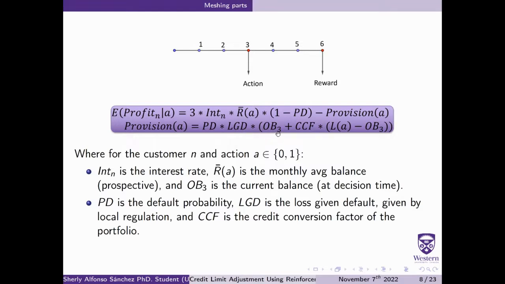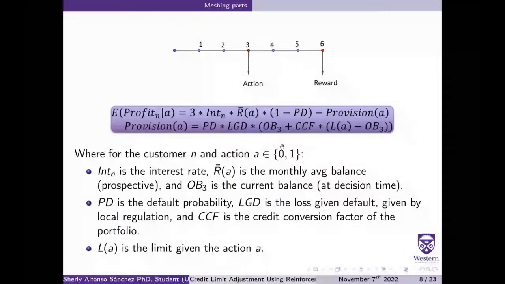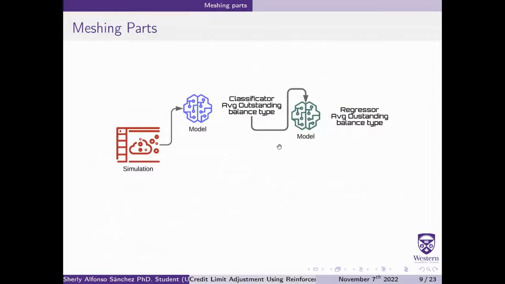Here for the exposure at default, we needed to calculate the credit conversion factor, which is the expected amount in excess of the current outstanding balance that we expect that a potential defaulter will have. And after that, we needed to mesh all of these formulations and to construct the simulator environment.